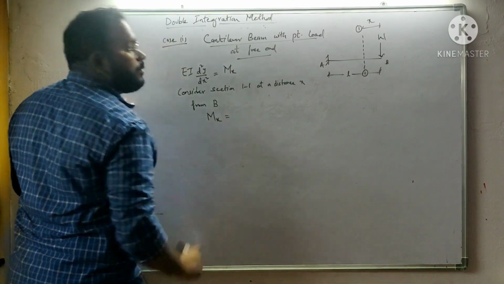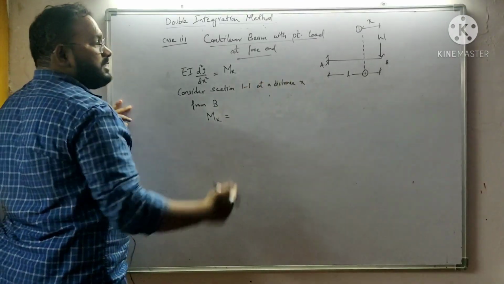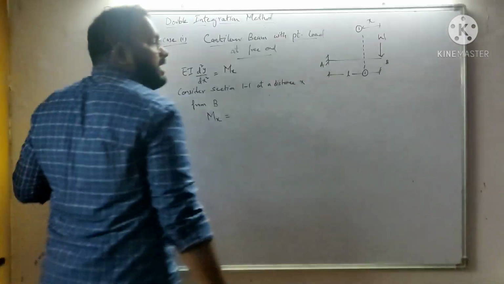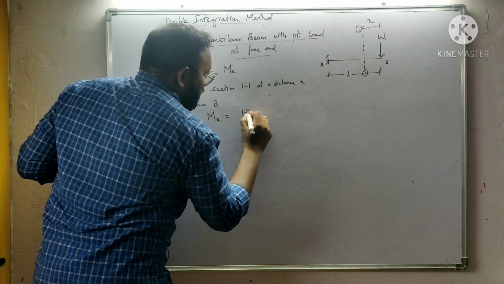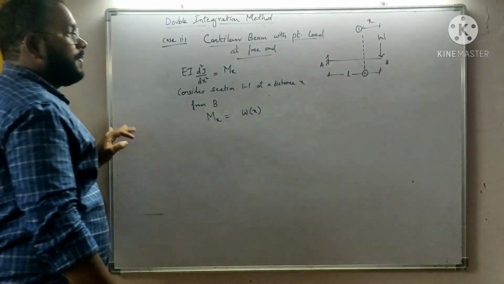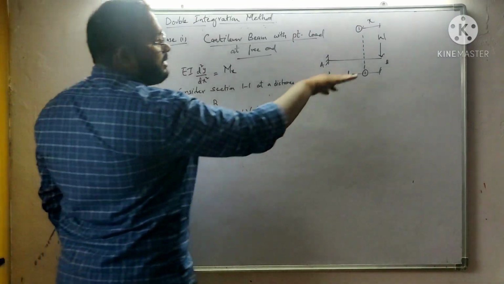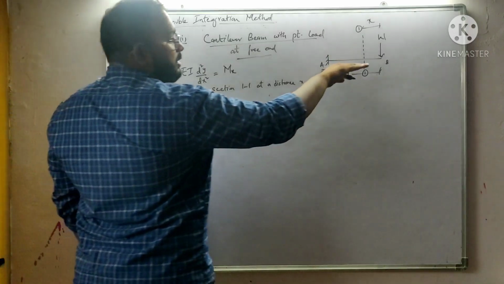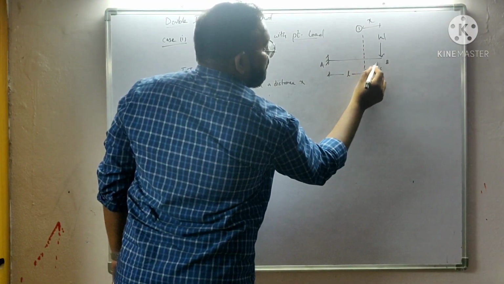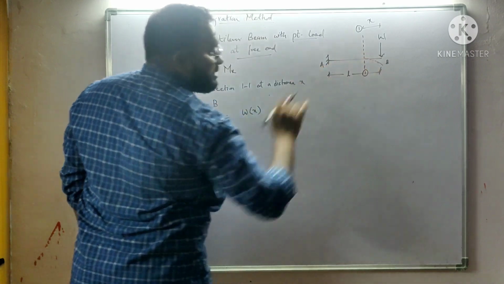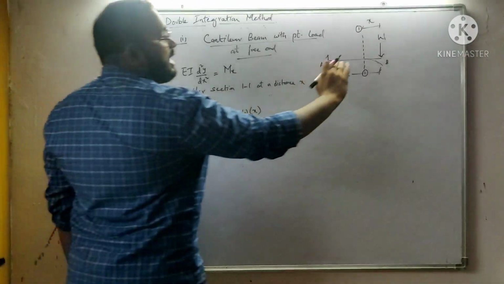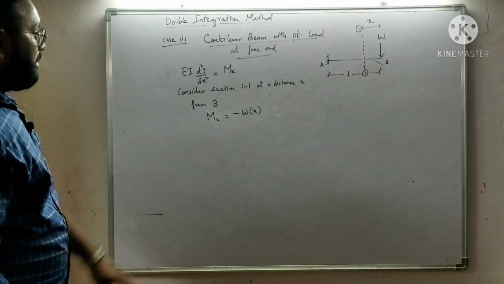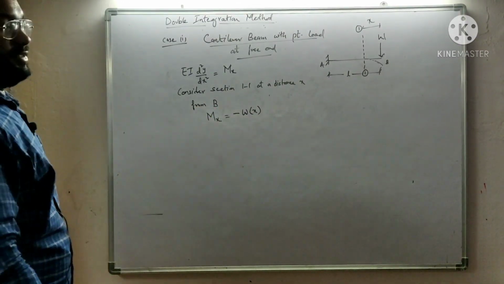Mx is equal to what is the load you have on the right side? You have a W, which is a point load, and the perpendicular distance is x. So it is W multiplied by x. Now see the sign you have. Sign convention is to be followed. This is a sad face bending moment, moving downward. So this is to be taken as negative. This is hogging bending moment, which is negative. So Mx is minus W into x.